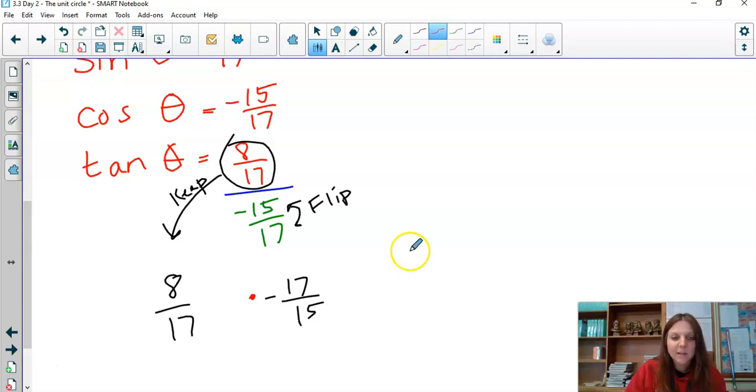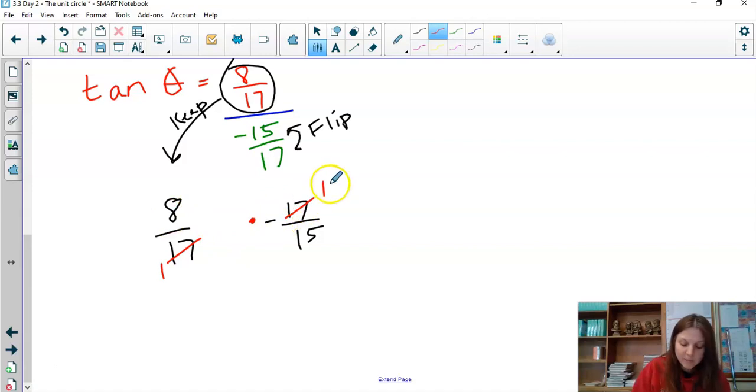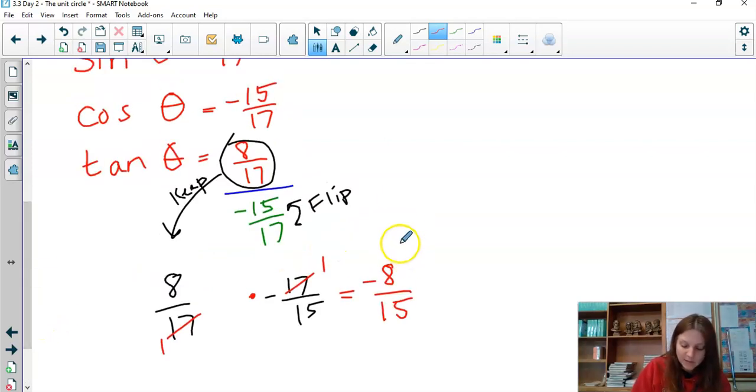Cross out anything that you can. The 17s actually divide out. That leaves you with ones. And then 8 and 15, those stay. Okay, 8 times negative 1 would be negative 8. And 1 times 15 is 15. Okay, so my tangent is negative 8 over 15.